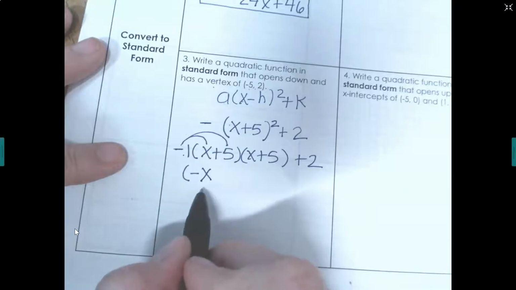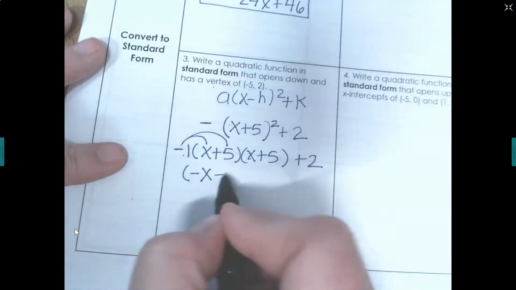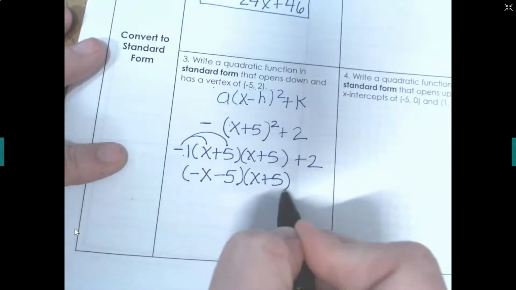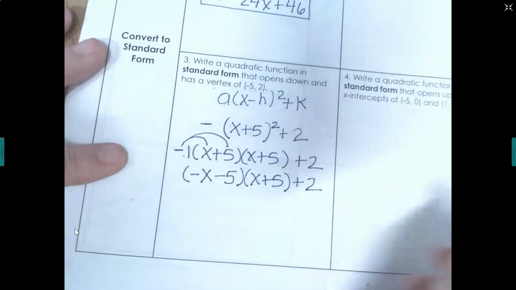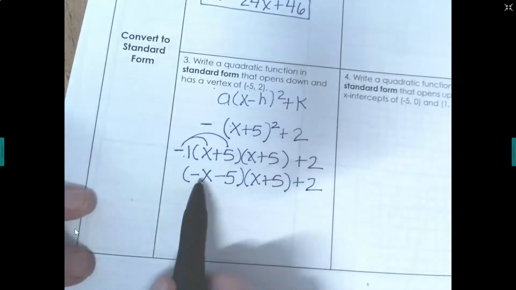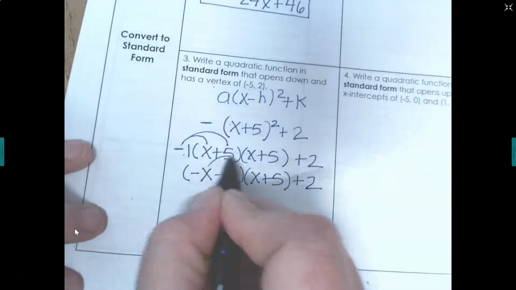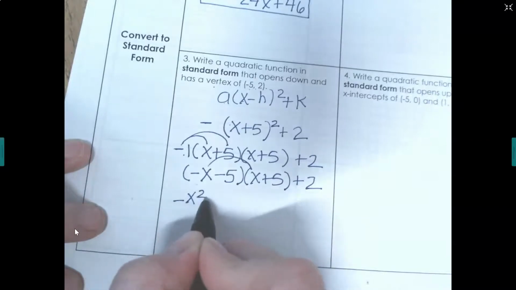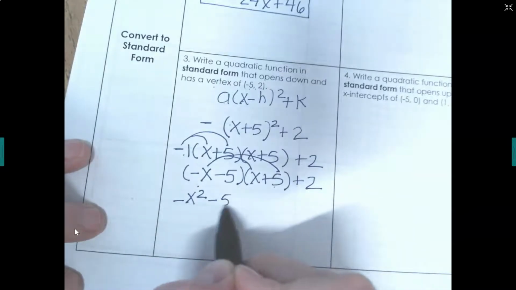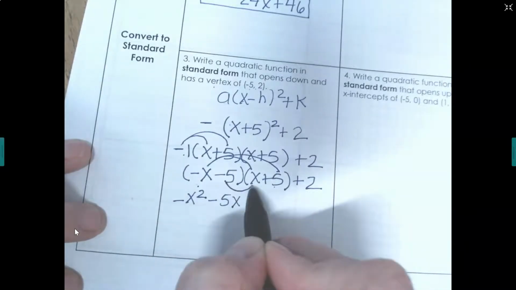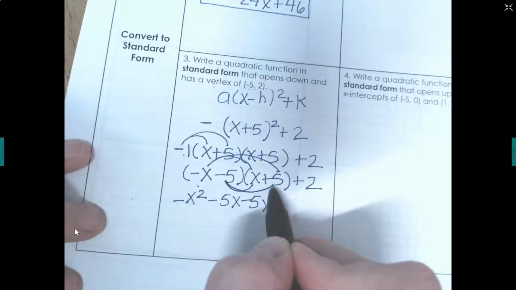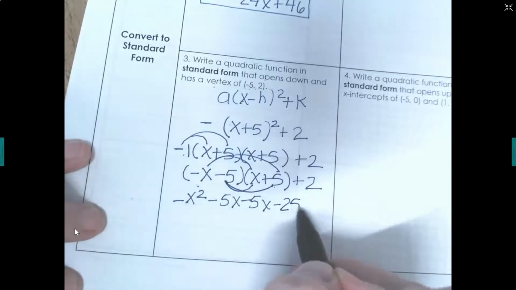So -1 times x is -x. -1 times 5 is -5. Then we still have the x plus 5 and the plus 2. Now that we're down to here, we're going to multiply these two binomials. So we have negative x times x, which gives us negative x squared. Then we have negative x times a positive 5, which gives us negative 5x. Negative 5 times x is another negative 5x. And negative 5 times positive 5 gives us a negative 25.